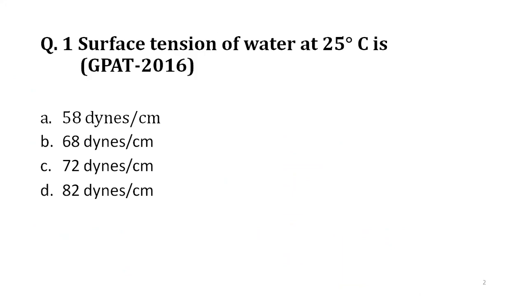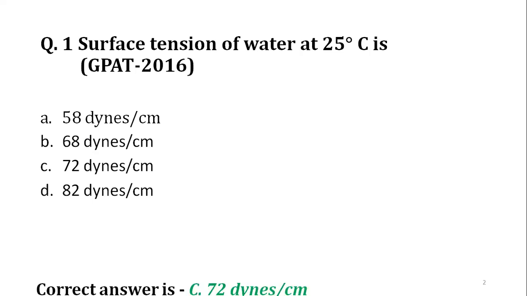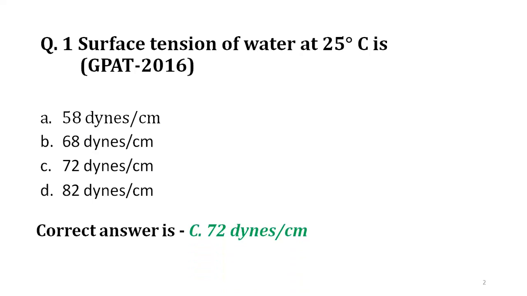This question was asked in GPAT 2016. Option A, 56 dynes per centimeter. Option B, 68 dynes per centimeter. Option C, 72 dynes per centimeter. And option D, 82 dynes per centimeter. So the right answer is 72 dynes per centimeter.